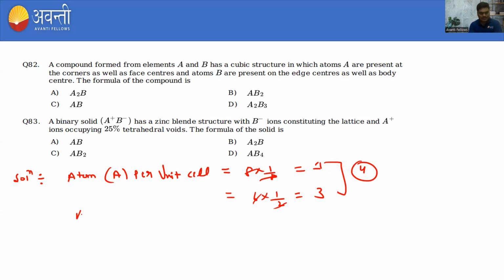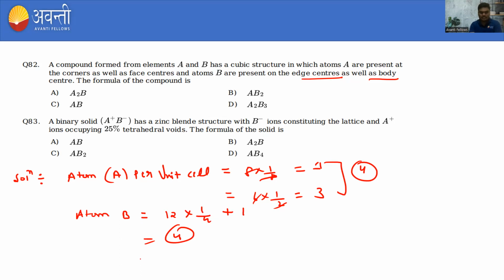Now atom B. So find out about atom B. Atom B is present on the edge center as well as the body center. So B is present at the edge center. So how much is the contribution at the edge? 12 into 1 by 4, plus at the body center, that is 1. So this comes out to be 4.